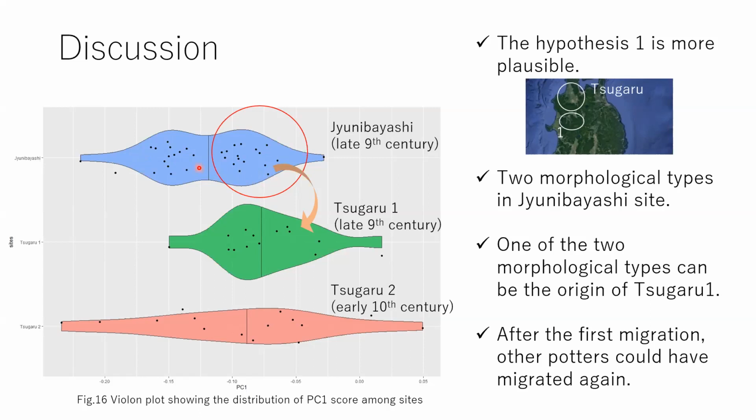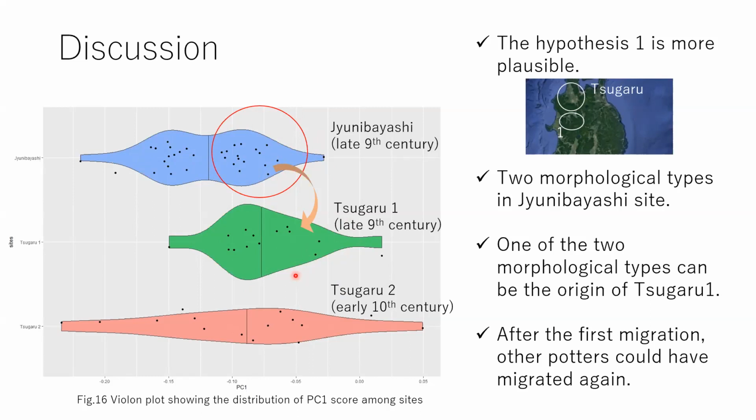This indicates there are two morphological types, and the right one, which has a higher score, is more similar to Tsugaru 1. This suggests a complex process of immigration could have occurred. One of the two morphological types can be the origin of Tsugaru 1. This means there is a possibility that some potters, not all potters, migrated from the Juniper site to Tsugaru 1 in the late 9th century.